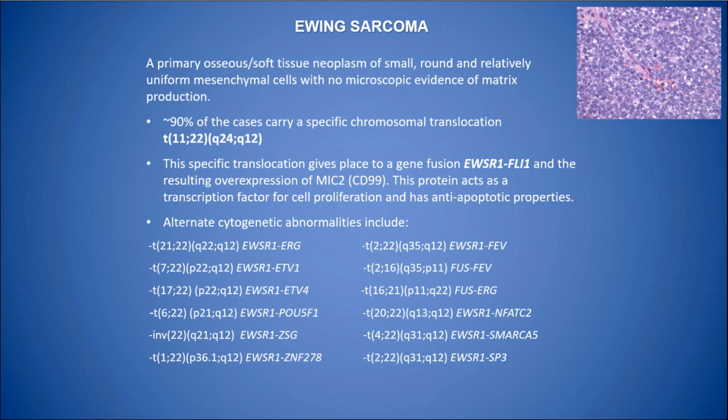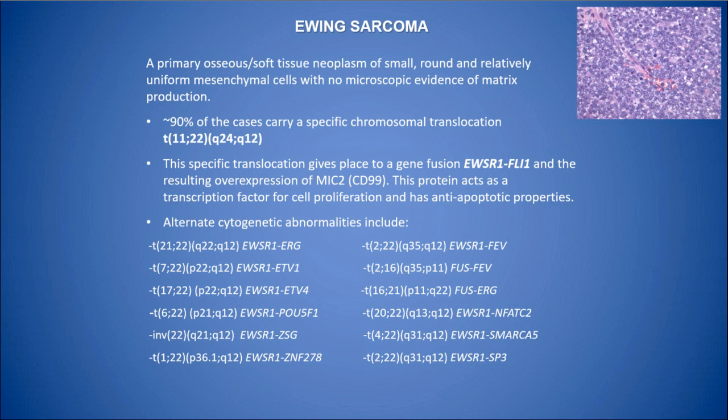Now, it is known that Ewing sarcoma has a great variety of alternate gene rearrangements, many of which include EWSR1 with other members of the ETS family, as well as members of non-ETS. And also, there are a couple of rearrangements and translocations that really do not include EWSR1, like FUS with FEV and ERG.